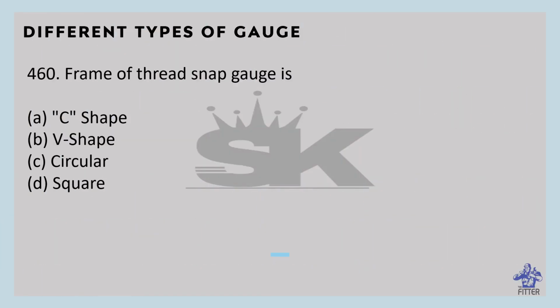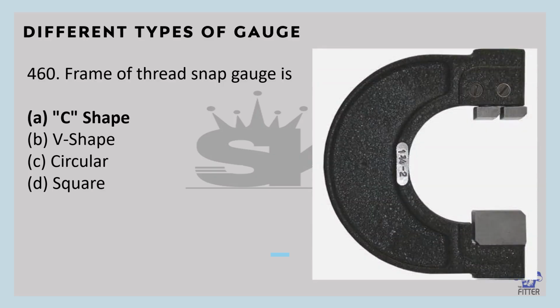Frame of thread snap gauge is? That is C shape. Okay, you can see here in the image, that is the snap gauge. The shape you can observe here is C, right?